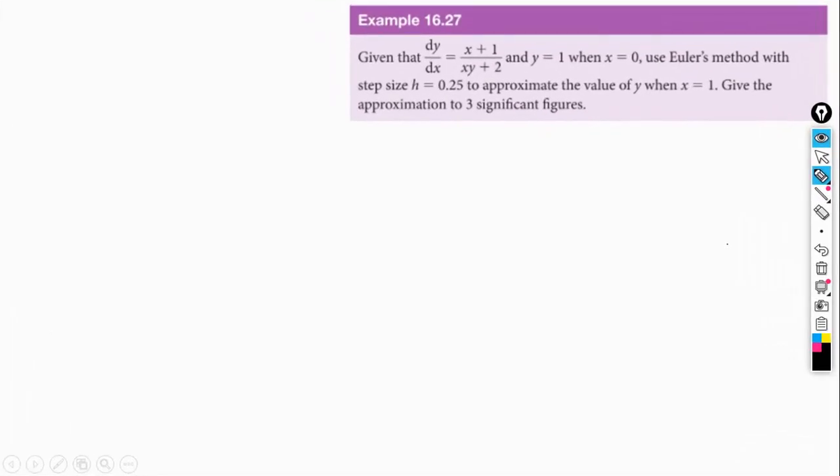So now we're going to take a look at example 16.27, which will be the last one on this video. So it says, given that dy/dx is equal to (x plus 1) over (xy plus 2), and y equals 1 when x equals 0, use Euler's method with step size h equals 0.25 to approximate the value of y when x is equal to 1. Give the approximation to 3 significant figures. Okay, so for this, we're not going to do it by hand. I'm going to use the GDC.